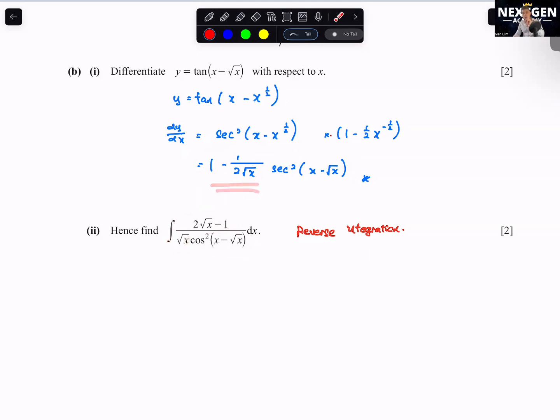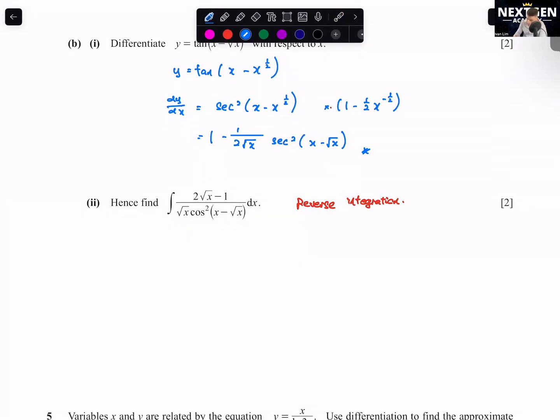We make it into one term, one fraction. So I will rewrite this on top. You all see here, 1 minus, I just rewrite from the top here, sec squared of (x minus square root x). I'll rewrite it like that: (2 root x minus 1) over 2 root x cos squared of (x minus square root x). Can you see? We simplified it.